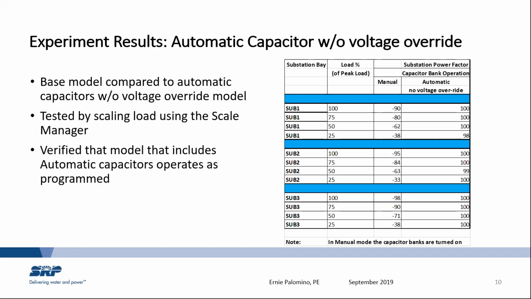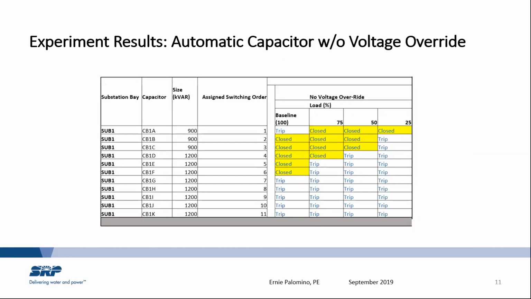Now the next part was, did they turn on or off in the correct sequence? So that's what this is. In the ideal case, if this was working exactly how we would want it, it would be a group of closed followed by trip, which it does for 75% load, 50% load, and 25% load. For the baseline, you do see that this one was tripped, and again, we were expecting it to be closed.